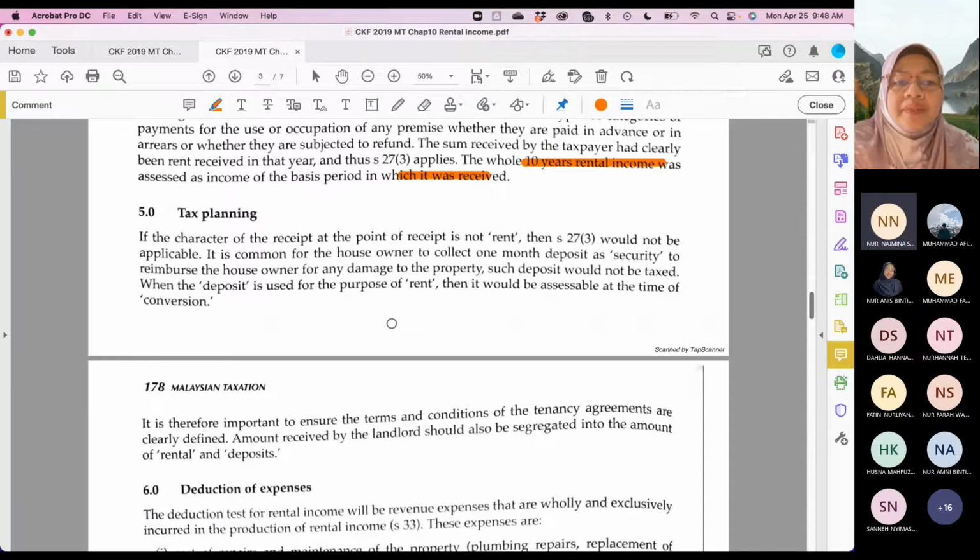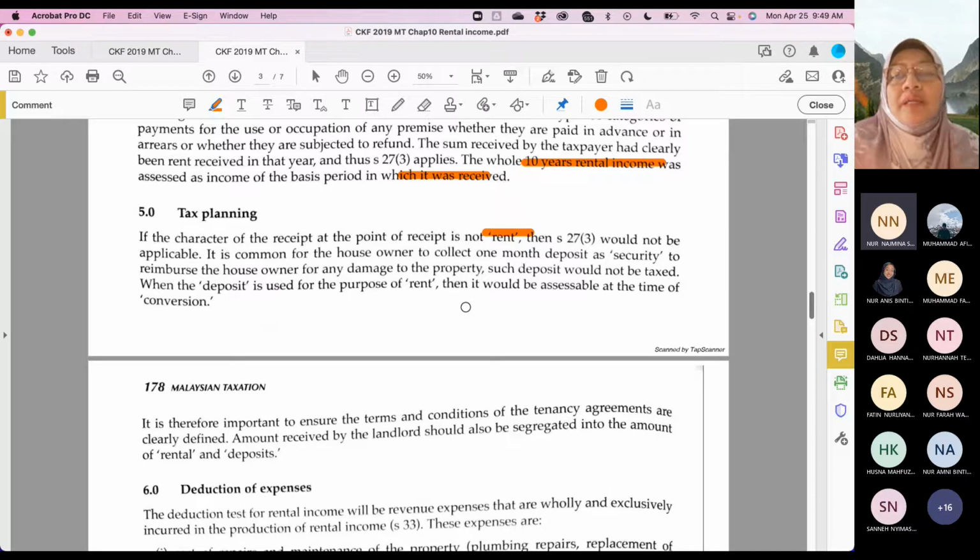this would not be applicable if the receipt is not rental. So you have to make sure that it's common for the house owner to collect 1 month deposit as a security to reimburse the house owner for any damages to the property. So such a deposit would not be taxed. When the deposit is used for the purpose of rental, then it will be assessed at that time.